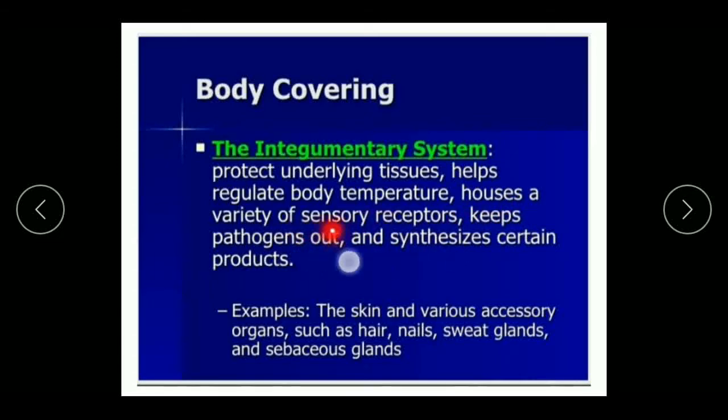It houses a variety of sensory receptors, which receive various external stimuli from the environment. It keeps pathogens out, protecting from germs, and synthesizes certain products like sweat and oil from sebaceous glands. Examples are the skin and accessory organs such as hair, nails, sweat glands and sebaceous glands. These form the integumentary system, or body covering system.